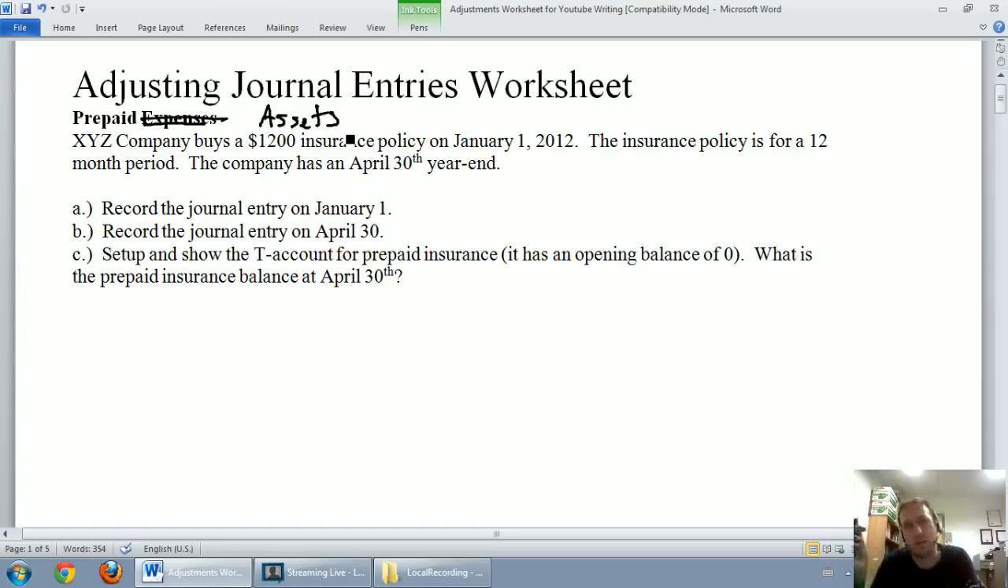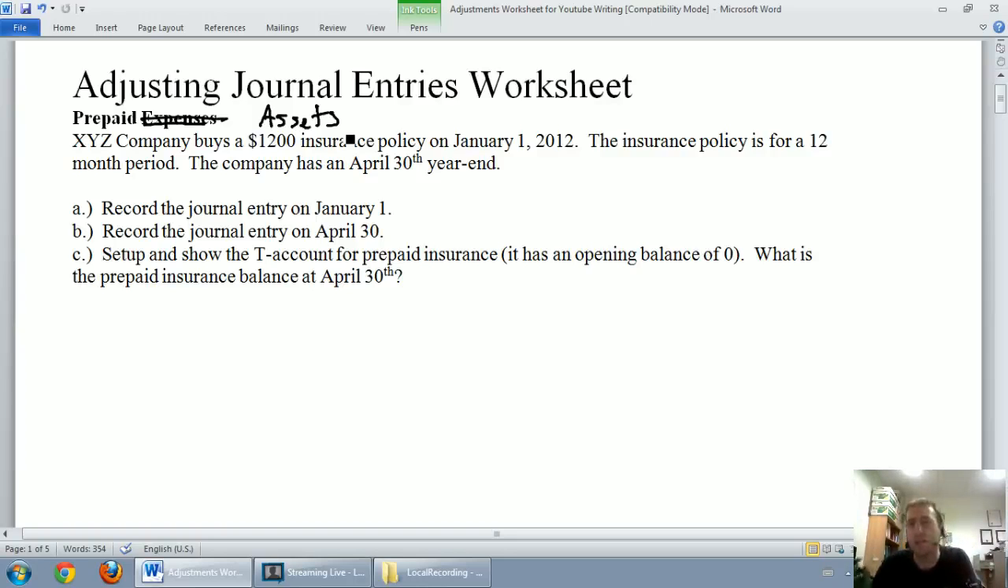So here's why prepaids are an asset. Let's say I buy an insurance policy on January 1st for $1,000 or whatever. I see this question is $1,200. Doesn't matter. And a few days later, I decide, you know what? I'm going to sell my car. Don't need a car anymore. I don't need car insurance anymore. So I get rid of my car on January 5th. Well, my next move after I get rid of my car should be to go to my insurer and say, hey, cancel my insurance. I want a bunch of my money back.